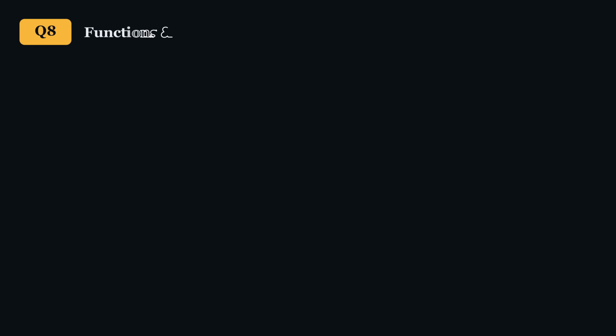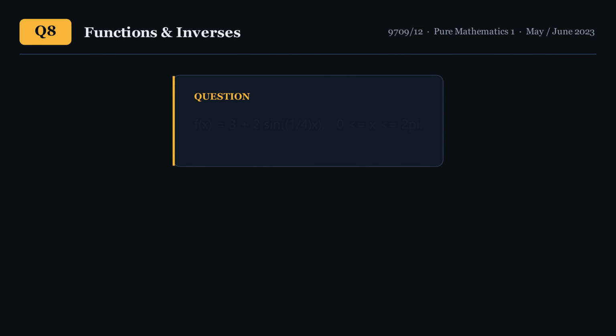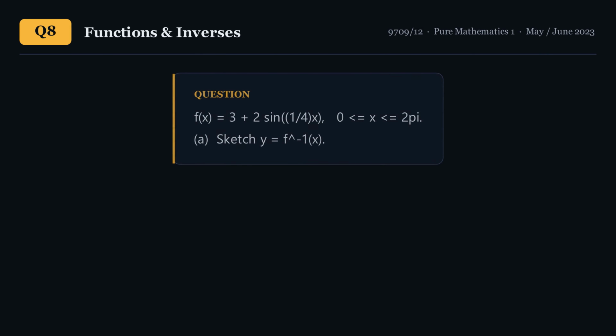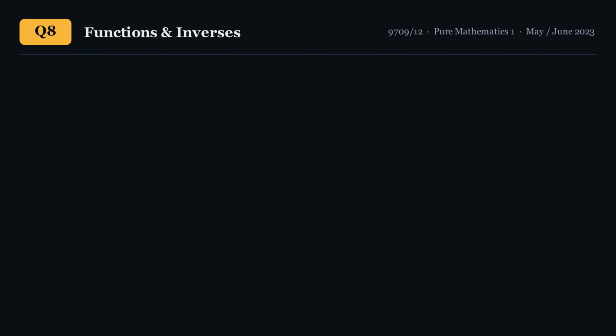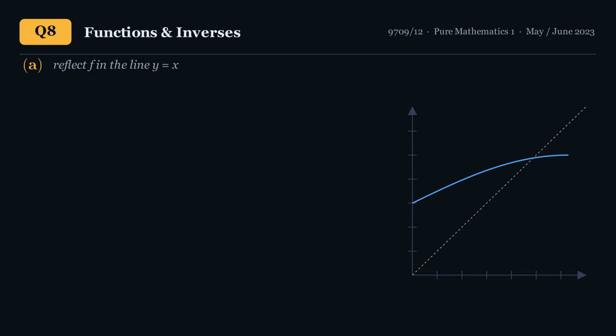Functions and inverses. Pure Mathematics 1, May-June 2023. f of x equals 3 plus 2 sine of 1/4 x, for x between 0 and 2 pi. Part A. Sketch y equals f inverse of x. Now let's work through the solution step by step. To sketch the inverse, reflect f in the line y equals x. Draw f, the line y equals x, then reflect f to get the inverse.